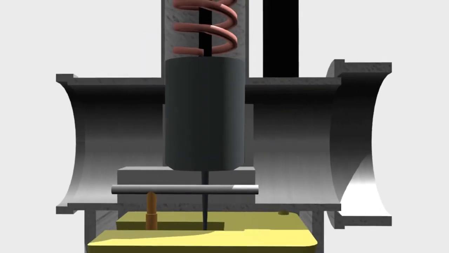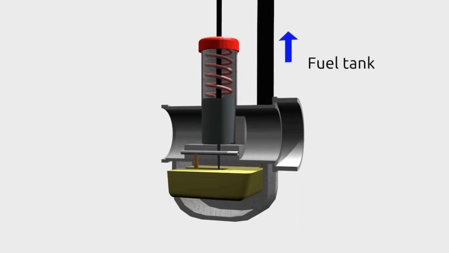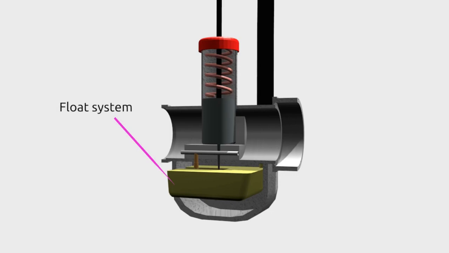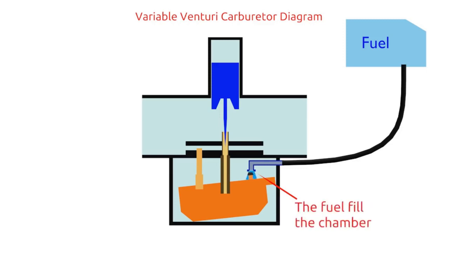Then, we know that the fuel tank is higher than the carburetor. Why fuel doesn't overflow? Apparently, there is a float system that makes the fuel doesn't overflow. This system only utilizes float movement to close the fuel from the tank. So, when the fuel in the float chamber is empty, the float goes down and the float needle is open. That makes gasoline fill the float chamber.